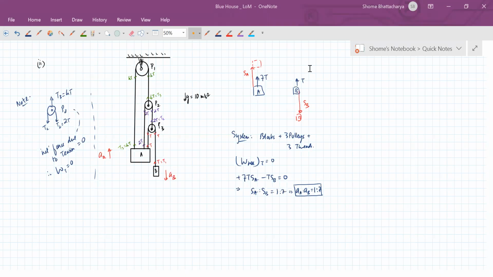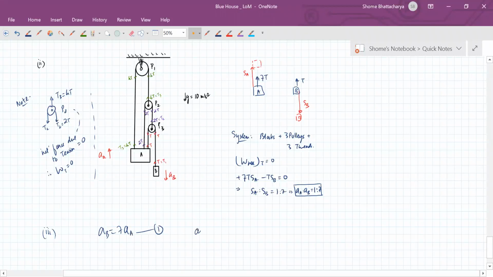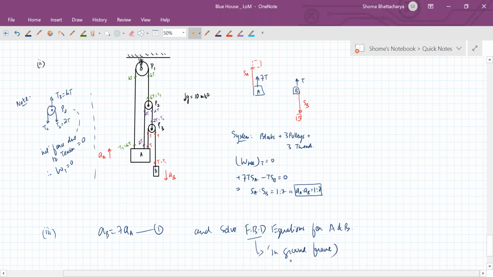Okay, so now come to the third part. In the third part, just solve the free body diagram equations. So for the third part, take this as equation 1, and solve the free body diagrams, and from that determine the accelerations. The free body diagrams you make in the inertial frame, ground frame only. So there's no pseudo force or anything like that.